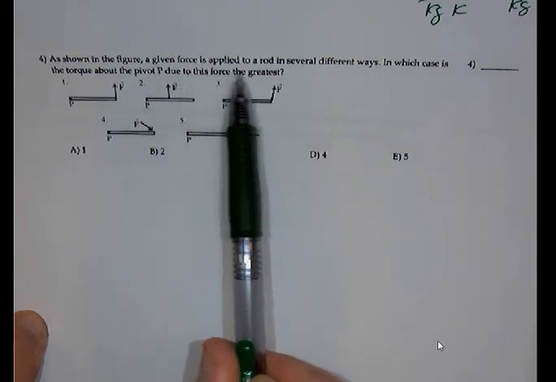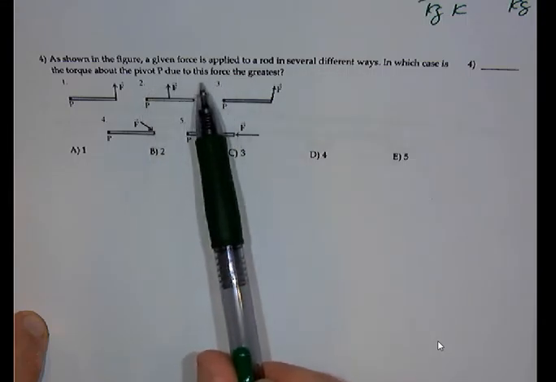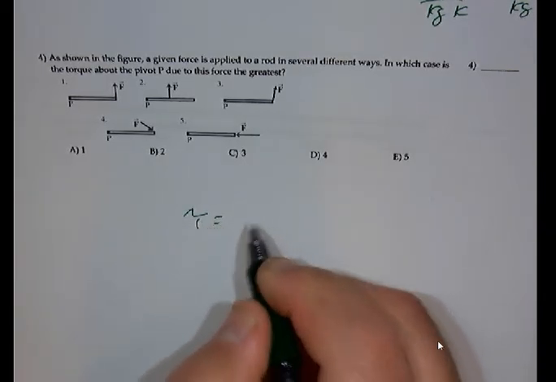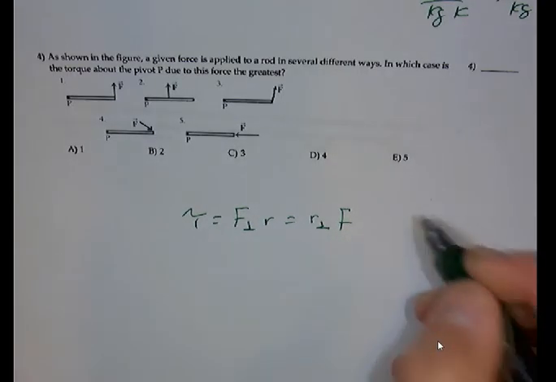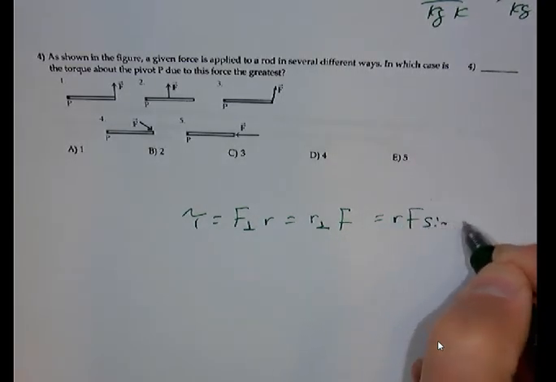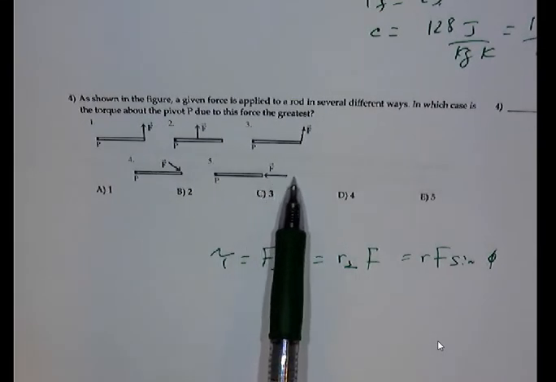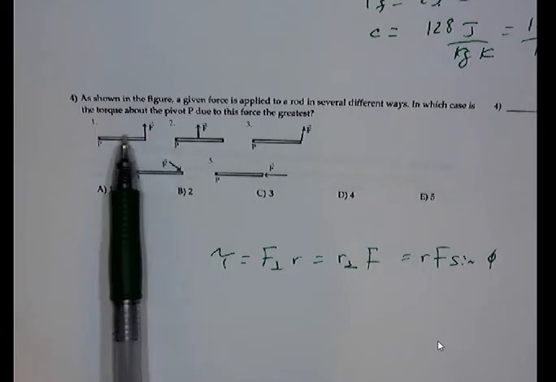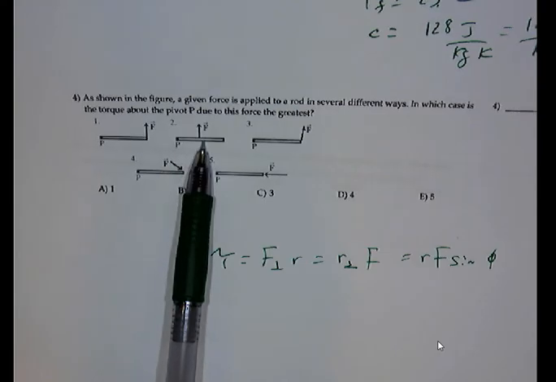Okay, the fourth one. As shown in the figure, a given force is applied to a rod several different ways. In which case is the torque about the pivot point P due to this force the greatest? Torque is F perpendicular times R, or R perpendicular times F, or RF sine of the angle between those two. So this one here does not give us any torque. This would not make it rotate at all. Now if we compare 1 and 2, this force is applied at the end, this force is applied at the middle, so this is going to have twice as much torque as this one.